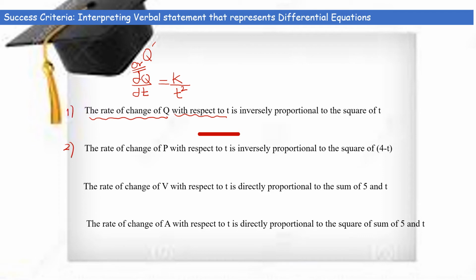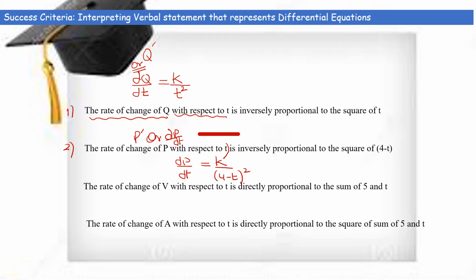So the rate of change of P with respect to t. It means again we have a P prime, or we have dP over dt. So we will write dP over dt is inversely proportional to, which will be expressed by equals to k upon the square of 4 minus t. It means (4 minus t) and whole squared.